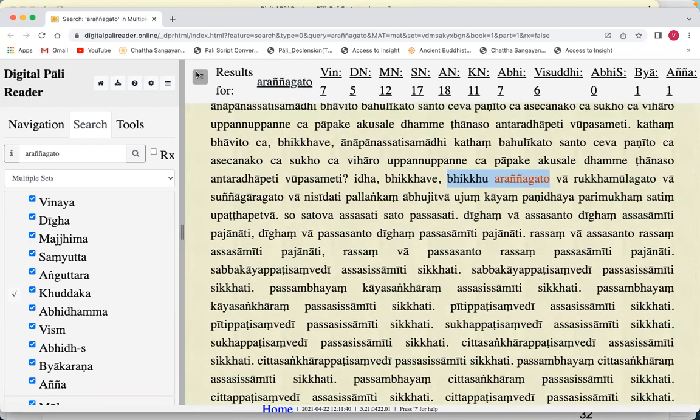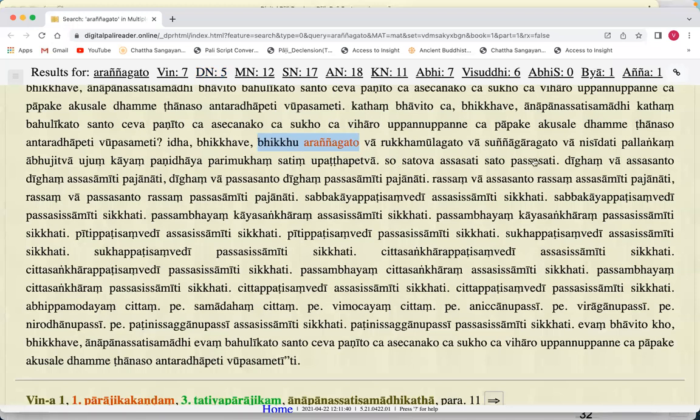So which one is better in this sentence? Bhikkhu arannagato va rukkhamulagato va sunnagaragato va nisidati. So how to translate? A monk who has gone to the forest, or a monk who has gone to the root of a tree, or a monk who has gone to a secluded place, sits cross-legged. Or: a monk having gone to the forest, to the root of a tree, to the secluded place, sits cross-legged. Which one is better?